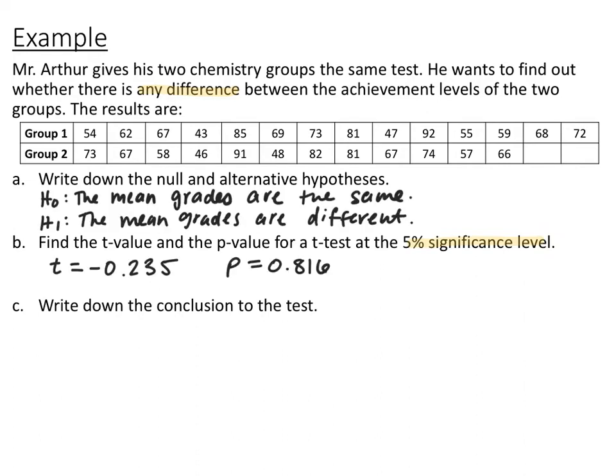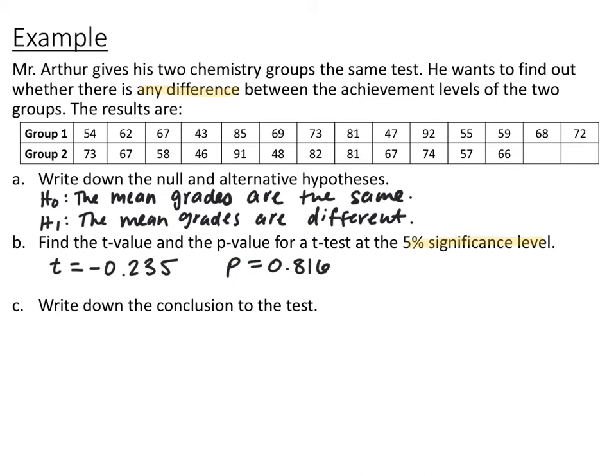So for part A, whenever you have a t-test, your null hypothesis is always going to just be that the mean grades are the same. This is a two-tailed t-test, so your alternative hypothesis is that the mean grades are different. So for part B, find the t-value and the p-value. So following the steps that we used in the previous example with our graphing calculator, we find that our t-value is negative 0.235 and our probability value is 0.816.